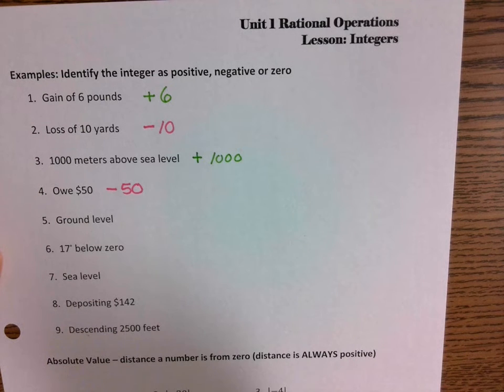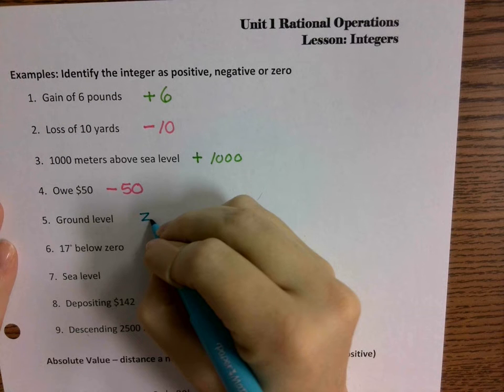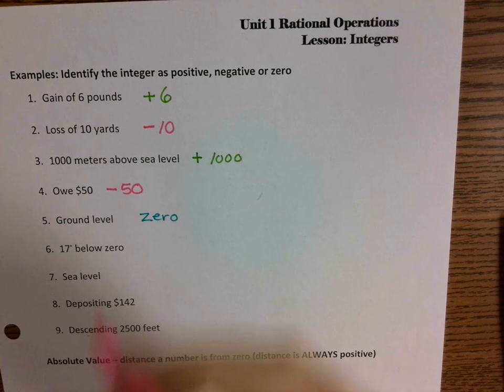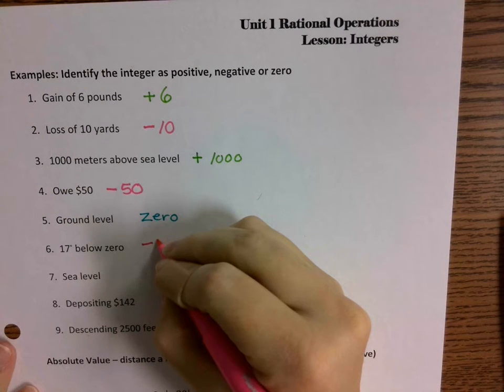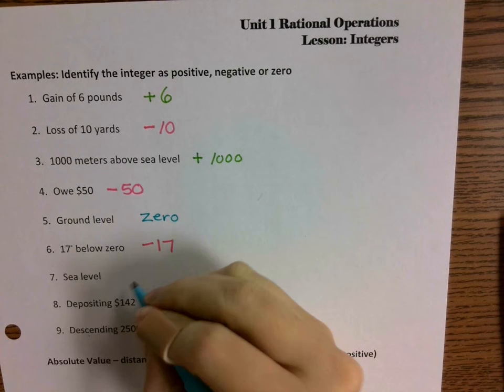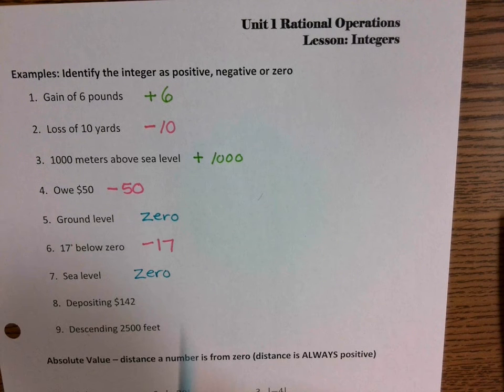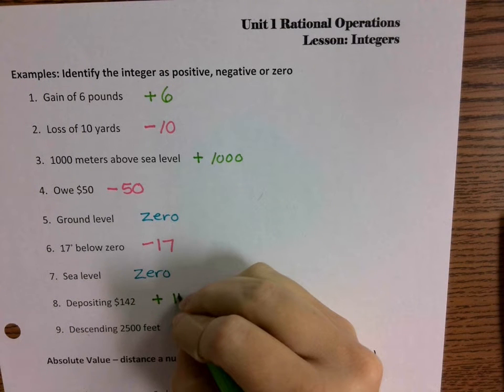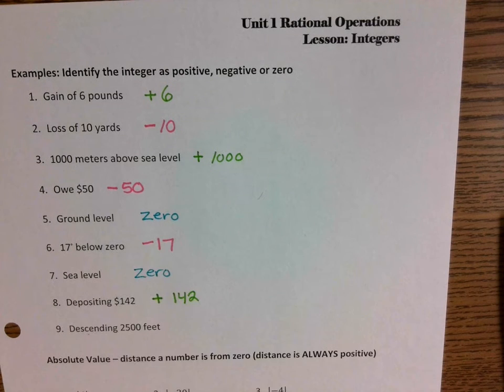That's going to be the 0 value. 17 degrees below 0. Negative 17. Sea level. 0. Okay, depositing $142. Positive. And then descending 2,500 feet. Negative. Very good.